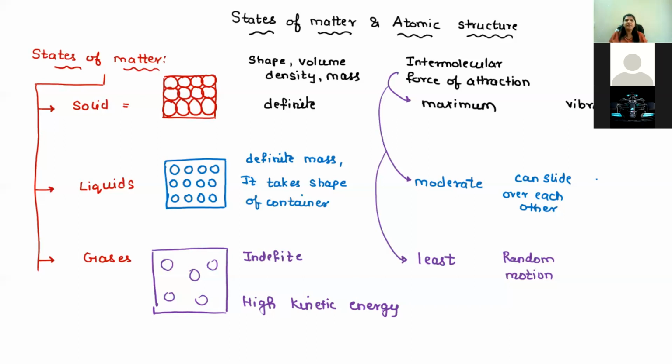Are these three states of matter very clear? Solid, liquid, gas. Definite mass, definite shape, and volume is for solid. Definite mass but not definite shape is for liquid, and indefinite everything is for gas. So I would request you to please take a screenshot of this. Don't write, because it will take time. So just take a screenshot.